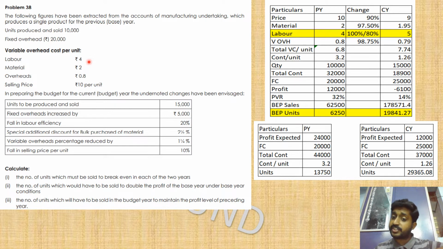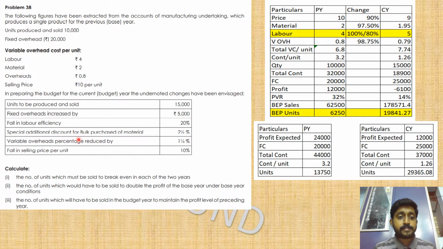Fall in the labor efficiency will cause an increase in the labor cost. So what you have to do is divide by 80% because it is inversely proportional. In this case, there is a 20% fall in the labor efficiency, so the prevailing labor efficiency is only 80%. So divide the 4 rupees by 80% and you will get the correct labor cost. So 5 rupees will become the labor cost. Labor cost has gone up because of the fall in labor efficiency.